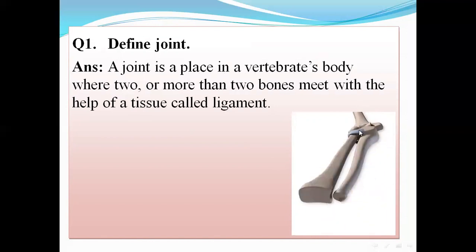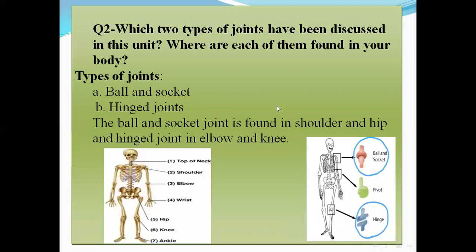A joint is a place in a vertebrate body where two or more than two bones meet with the help of tissue called ligament. Next question is, which two types of joints have been discussed in this unit? Where are each of them found in your body?